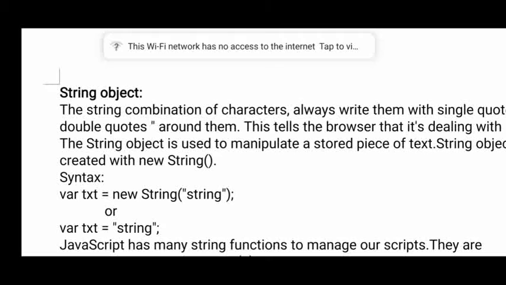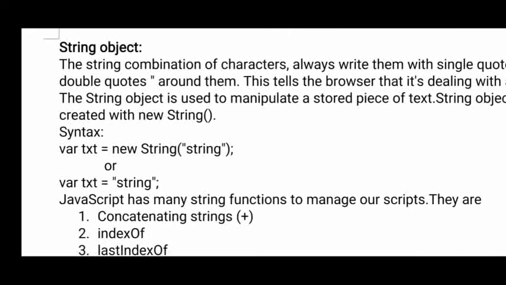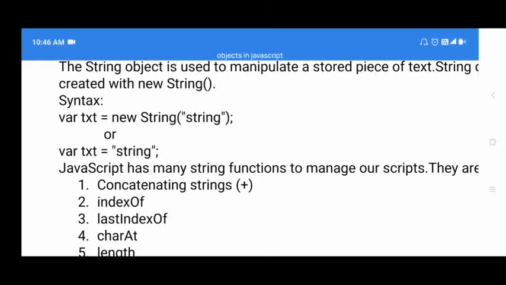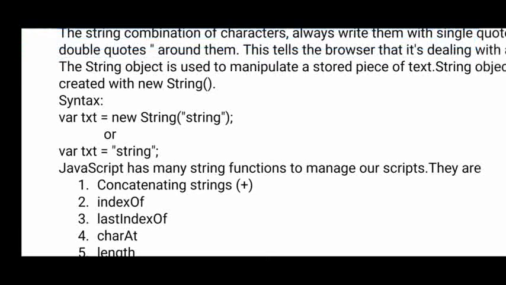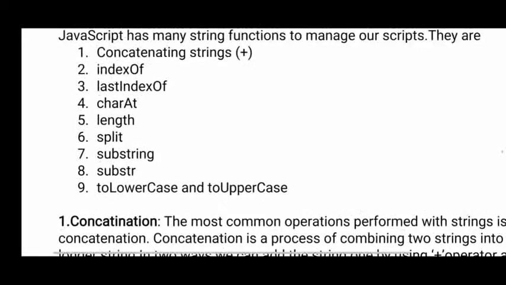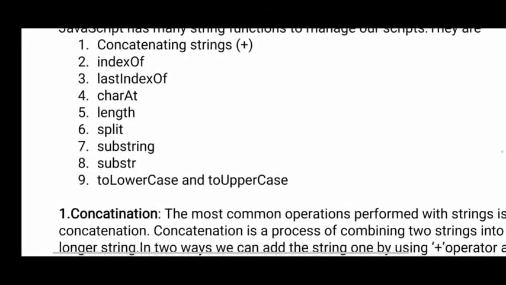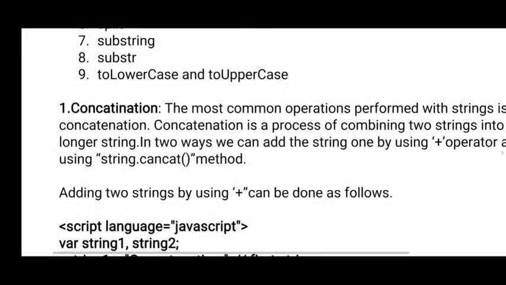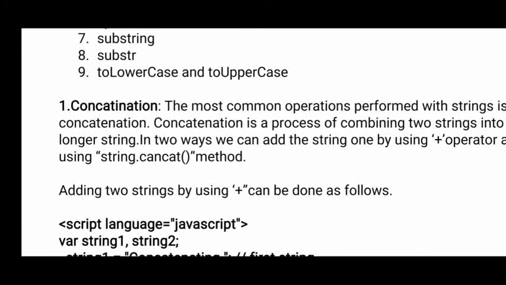Here I have created a string: var txt equals new String. Here txt is a variable, new is a memory allocation operator, and String is a constructor. Using that you can create a string, and here I have created an object. So txt is an object, and using that object you can access all the methods of string: concat, indexOf, lastIndexOf, charAt, length, split, substring, toLowerCase and toUpperCase.